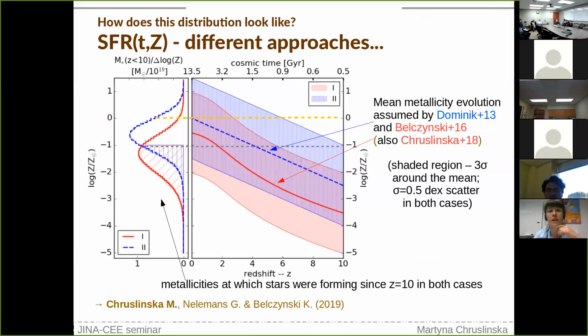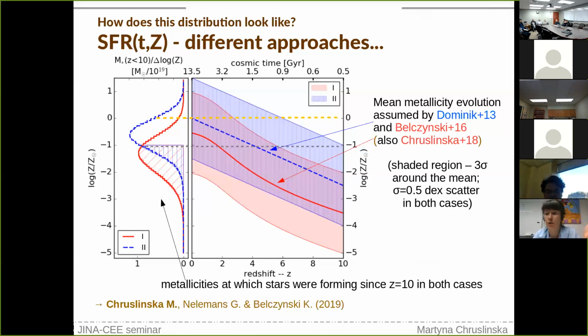And here you can see on the left now, there appeared a distribution of metallicities at which stars were forming in both cases since redshift of 10. And the hatched region of this distribution shows the star formation at metallicities below 10% solar, which I consider low. So you can see that the fraction of low metallicity star formation is quite different in both cases.